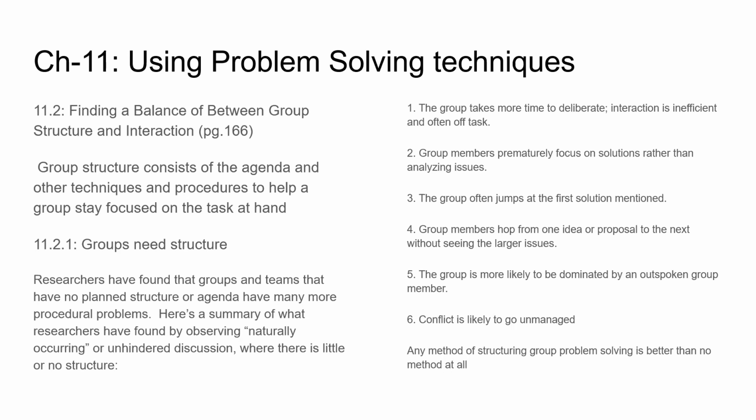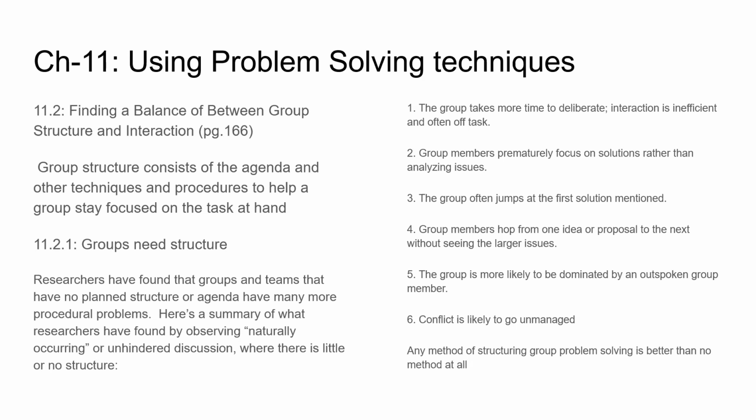So 11.2, finding a balance between group structure and interaction, page 166. So you want to balance the structure. You can't have too much structure, right? That becomes bureaucratic. And then the way they can interact, right? So think about, should I set up cubicles in a big open space? How far apart should the cubicles be? And how tall should the little walls be? You think about structure, the cubicles, and how you do the structure so that people can still interact, but have some privacy when they're working.